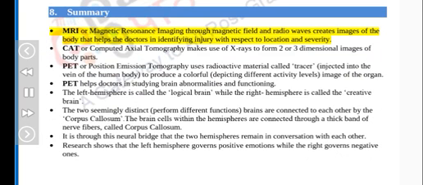MRI, or magnetic resonance imaging, through a magnetic field and radio waves creates images of the body that help doctors in identifying injury with respect to location and severity. CAT, or computed axial tomography, makes use of X-rays to form 2- or 3-dimensional images of body parts. PET, or positron emission tomography, uses a radioactive material called a tracer, injected into the vein of the human body, to produce a colorful image of the organ depicting different activity levels. PET helps doctors in studying brain abnormalities and functioning.